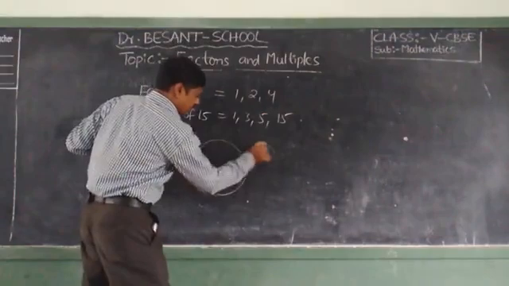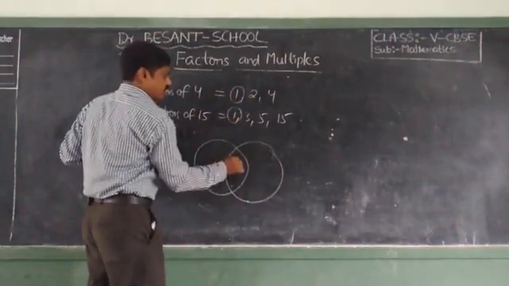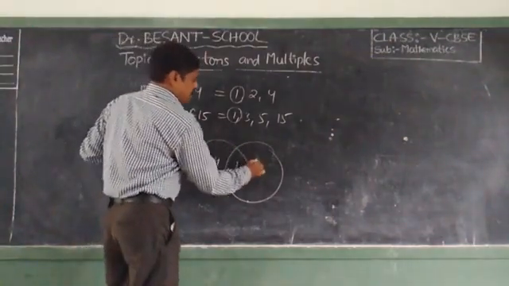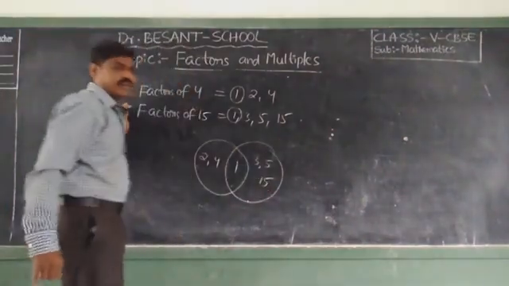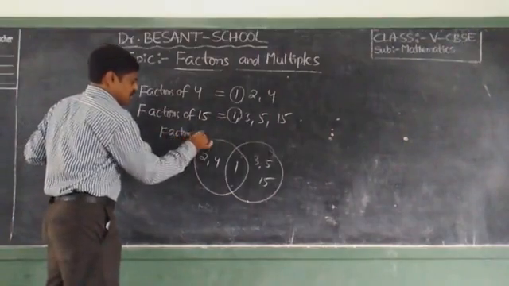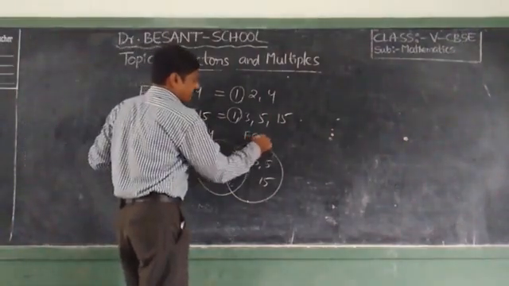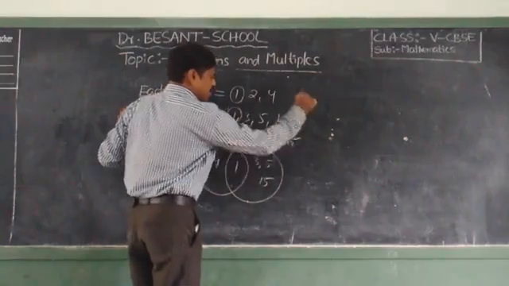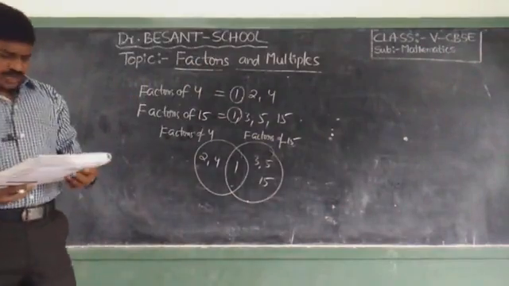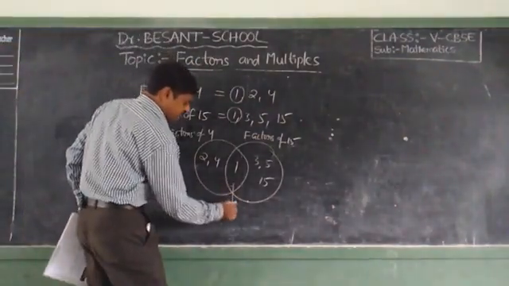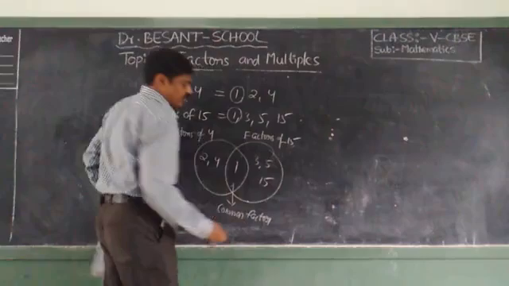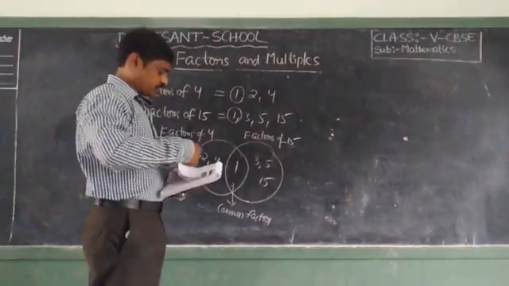Now, what about the common factor? 1 is common, then 2, 4 here, and 3, 5, 15 here. So this is the factors of 4. This is factors of 15. Okay. Next, this is a common factor, common to both.